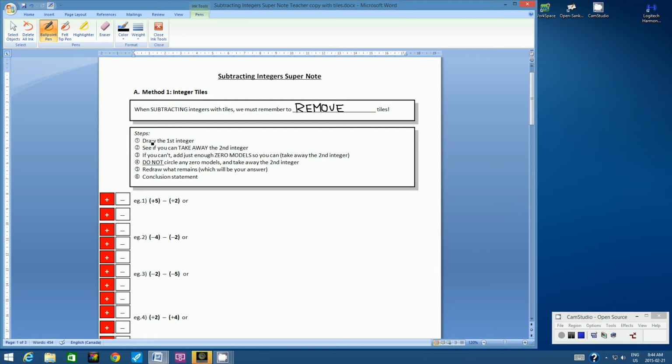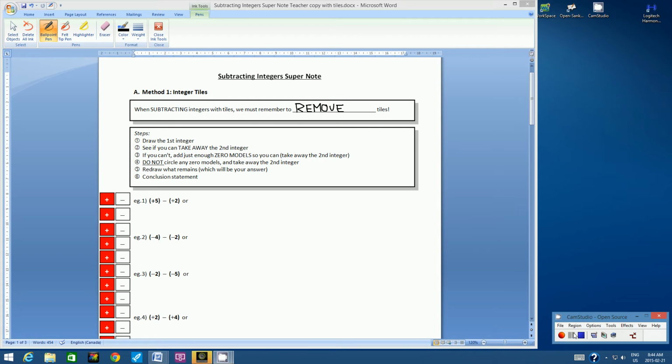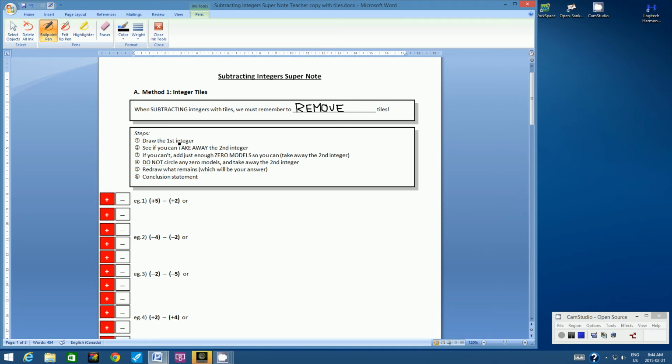So these are our steps. Draw the first integer. Step number 2, see if you can take away the second integer. So I'm going to highlight that right here. Number 3, if you can't, add just enough zero models so you can take away the second integer. Number 4, do not circle any zero models and take away the second integer. Number 5, redraw what remains, which will be your answer. And number 6, conclusion statement. Now, none of this makes any sense right now, so let's get right into it. Make sure you've got your tiles ready.